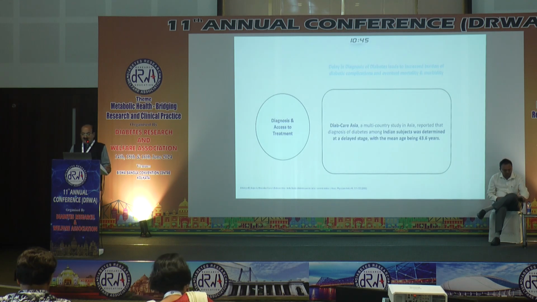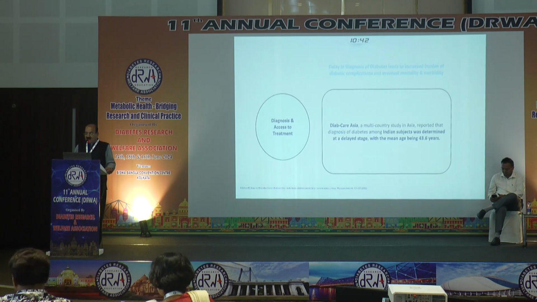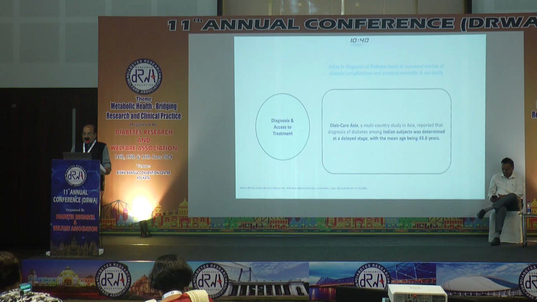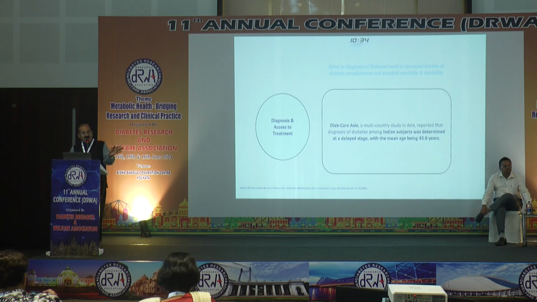And this is what Diabetes Care Asia, which was a multi-country study in Asia, highlighted: that Indian subjects are diagnosed at a very late stage. So it's not surprising when UKPDS said that close to 40 to 50% of patients, by the time they have a diagnosis of type 2 diabetes, already have one or other complication.